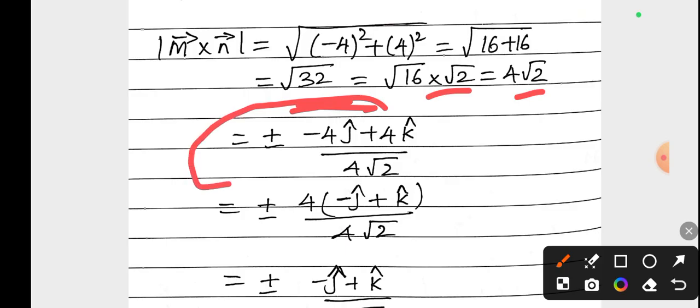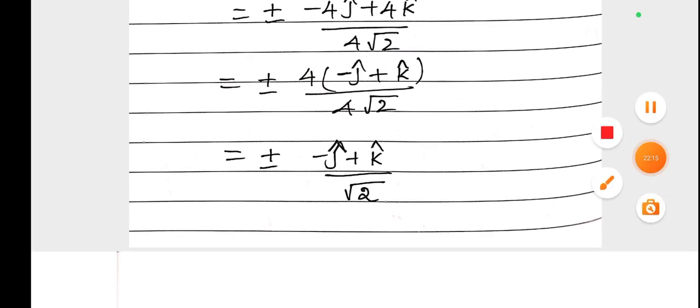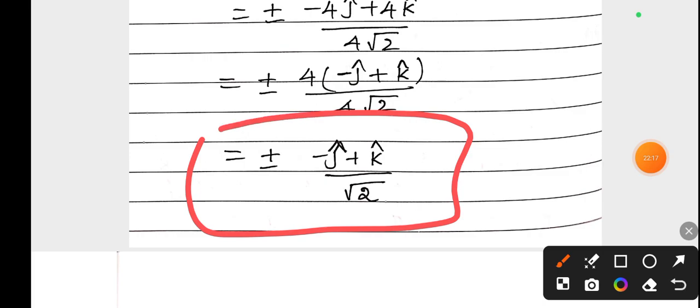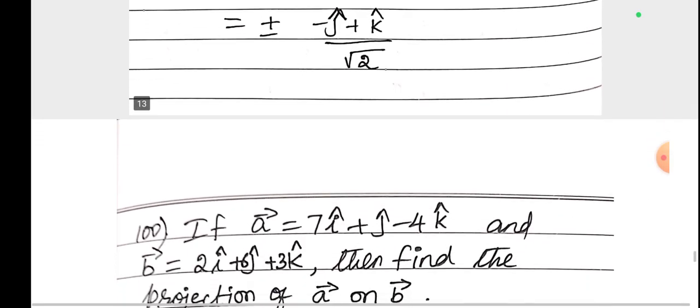Apply in the unit vector perpendicular formula, plus or minus m vector cross n vector by magnitude of m cross n. Anything common there? Check. 4 take common, 4 and 4 get cancelled. And we are getting it as plus or minus of minus j cap plus k cap by root 2. If they are asking only the number, then the number will be 2. They have not asked the number, so you can stop here.